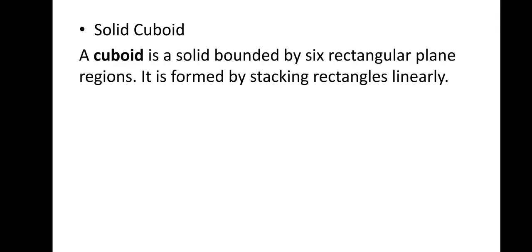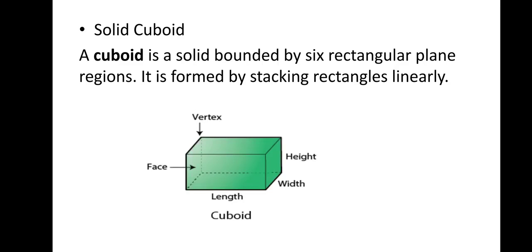Another example can be a solid cuboid. How can a solid cuboid be formed? A cuboid is a solid bounded by 6 rectangular plane regions, and we know that a rectangle is a 2D shape. So this cuboid is a three-dimensional shape, a solid bounded by 6 rectangular plane regions. It is also formed by stacking rectangles linearly. If I keep on stacking the rectangles linearly, then you will be able to get a cuboid. I hope with these two examples you have understood how we can stack 2D shapes to get 3D shapes. If I keep on stacking the circle, I will get a cylinder. If I keep on stacking the rectangles linearly, I will get a solid cuboid, that is, a three-dimensional cuboid.